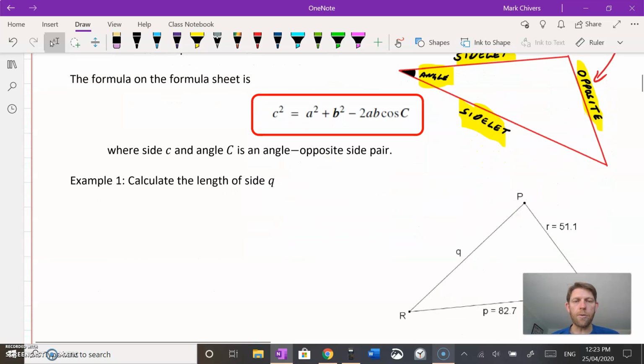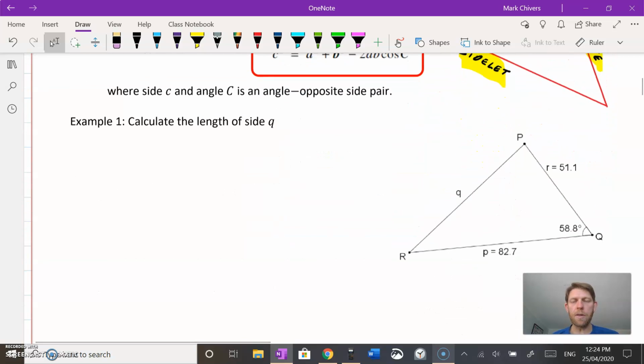Okay, so in this first example, we couldn't use the sine rule here because for this angle and that side we don't know the length, and for the other two sides we don't know their matching angles. In order to use the sine rule, I need a pair of matching angles and sides and another pair of matching angles and sides, and I don't have that in this particular case. So this is an example where I can use the cosine rule.